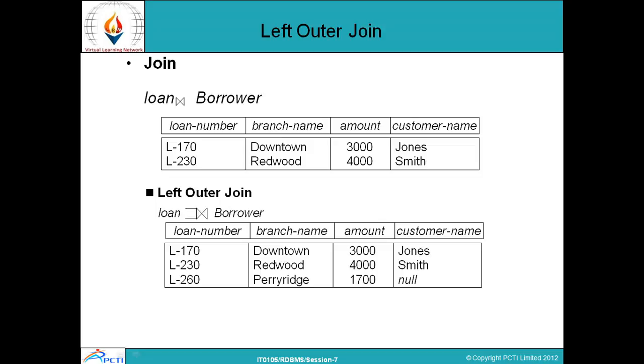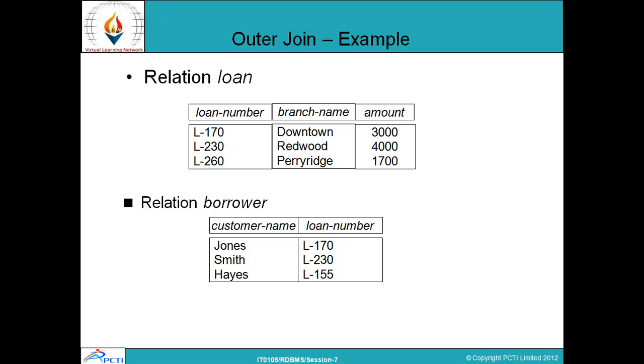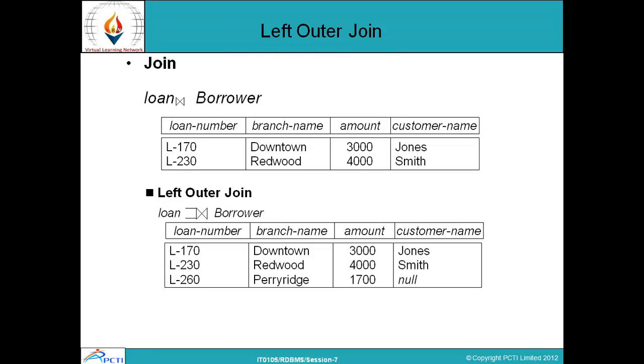And the left join is different: it considers the left table and takes all its values, and the right is not considered first. Here, the relation loan is the left and this is the right one, so values are taken according to the left table. You see here that the last value, L260, does not match the loan number; there is 155, so a null value comes in the left join. Let's see again: the value is according to the left, this value is not matched, so it is shown here as null.